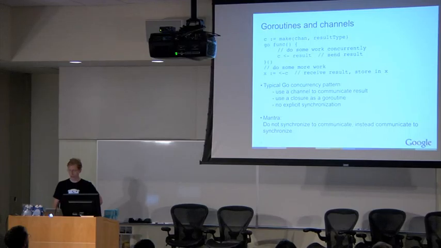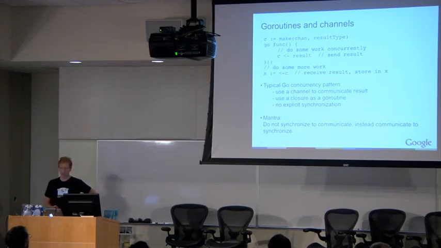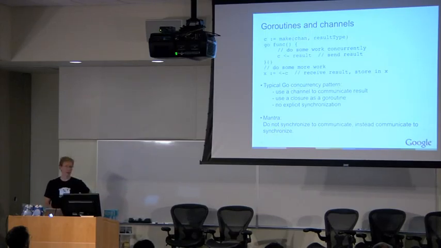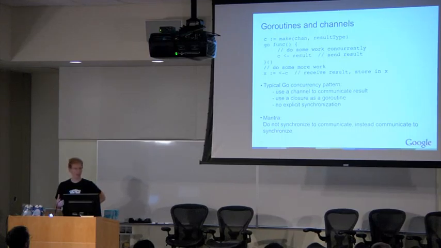And then later, we want this result, and so we receive from the channel C. At the point X becomes the receiving of C, you block until you get that value. So this is a very typical Go concurrency pattern. There's no explicit synchronization. We use channels for communication, closures as the coroutine. And one of the mantras is mentioned here at the bottom: we do not synchronize to communicate, we communicate to synchronize. And it turns out that makes life a whole lot simpler.